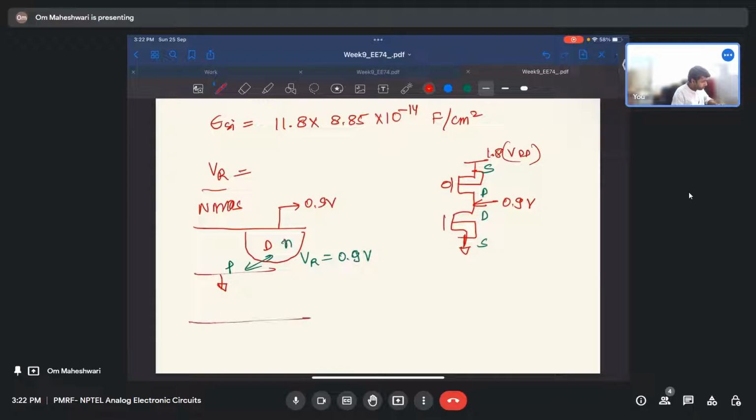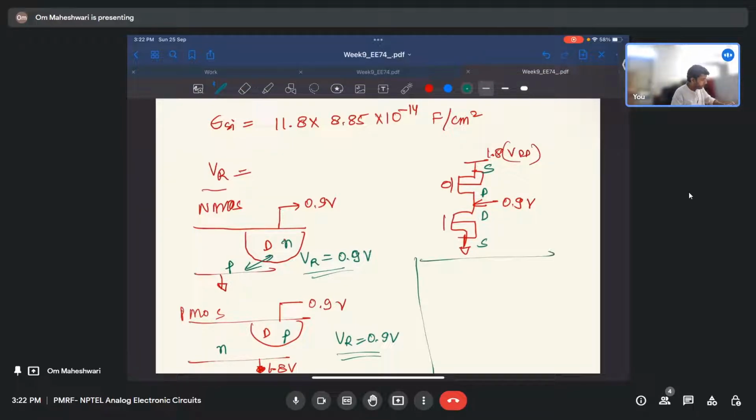For PMOS, the body is connected to 1.8 volt, and drain is at 0.9 volt. For PMOS, this is N type, this is P type. So the reverse bias voltage is again 0.9 volts. So for both cases, Vr is 0.9 volts. Okay.